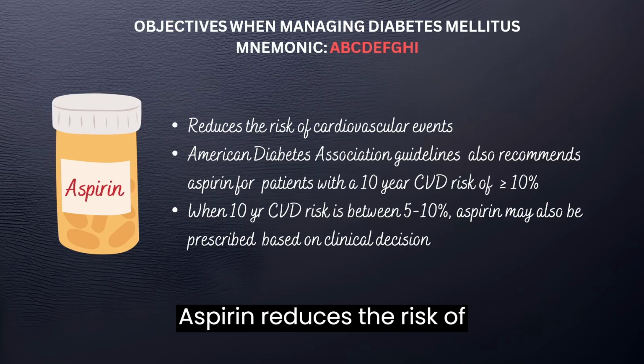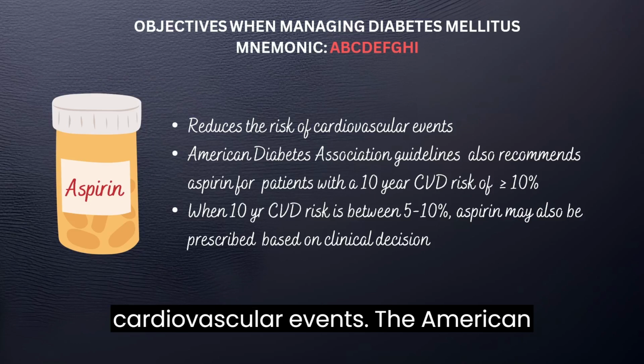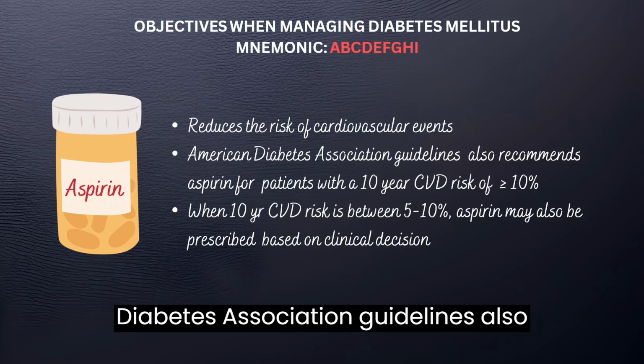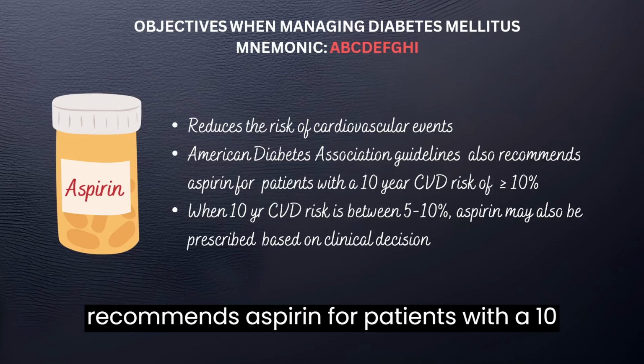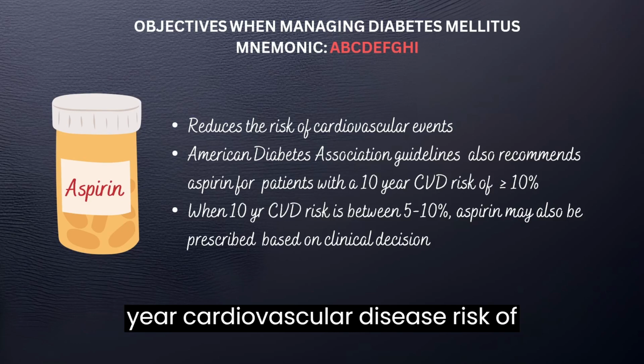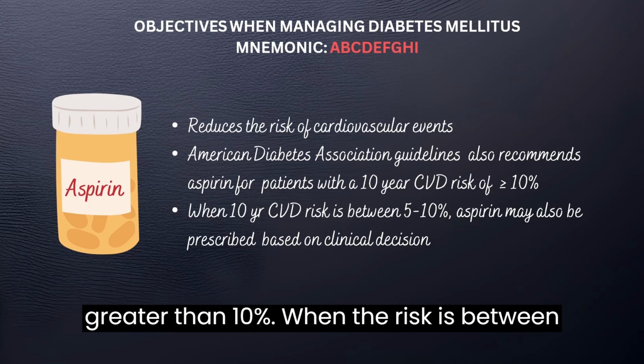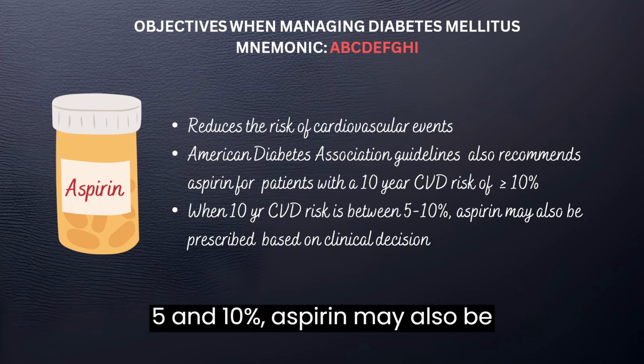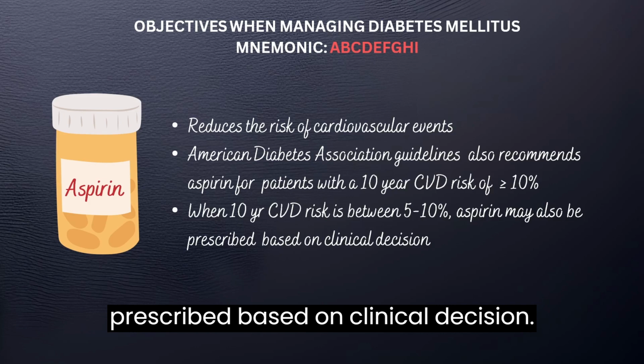Aspirin reduces the risk of cardiovascular events. The American Diabetes Association guidelines also recommend aspirin for patients with a 10-year cardiovascular disease risk of greater than 10%. When the risk is between 5 and 10%, aspirin may also be prescribed based on clinical decision.